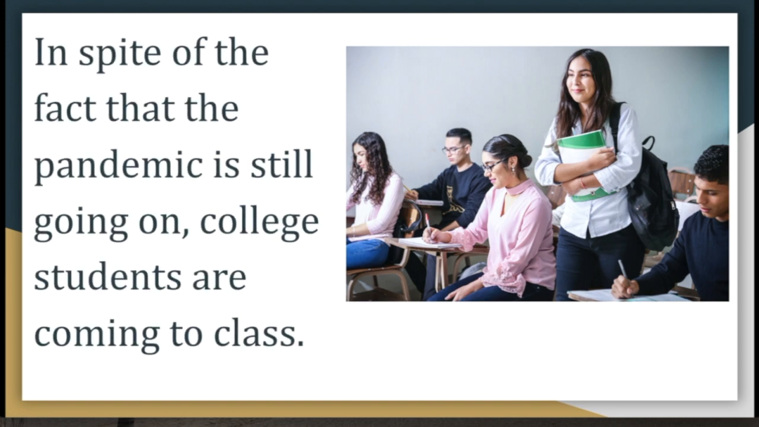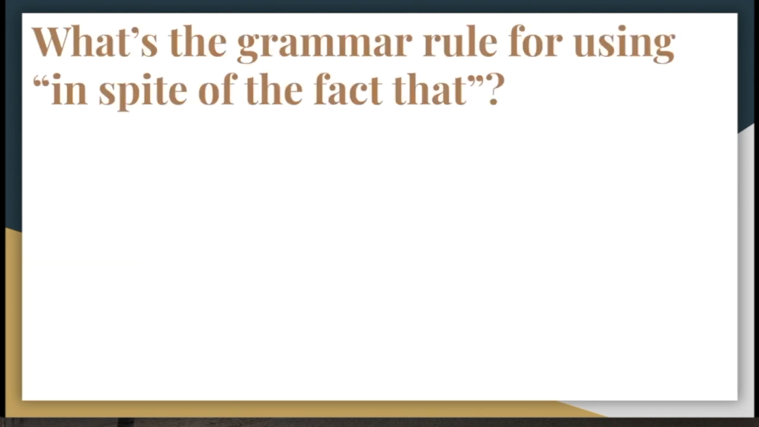Let's look at a sentence. In spite of the fact that the pandemic is still going on, college students are coming to class. So, in spite of the fact that the pandemic is still going on, and then you have a comma, right? Because it's at the beginning of the sentence. College students are coming to class.